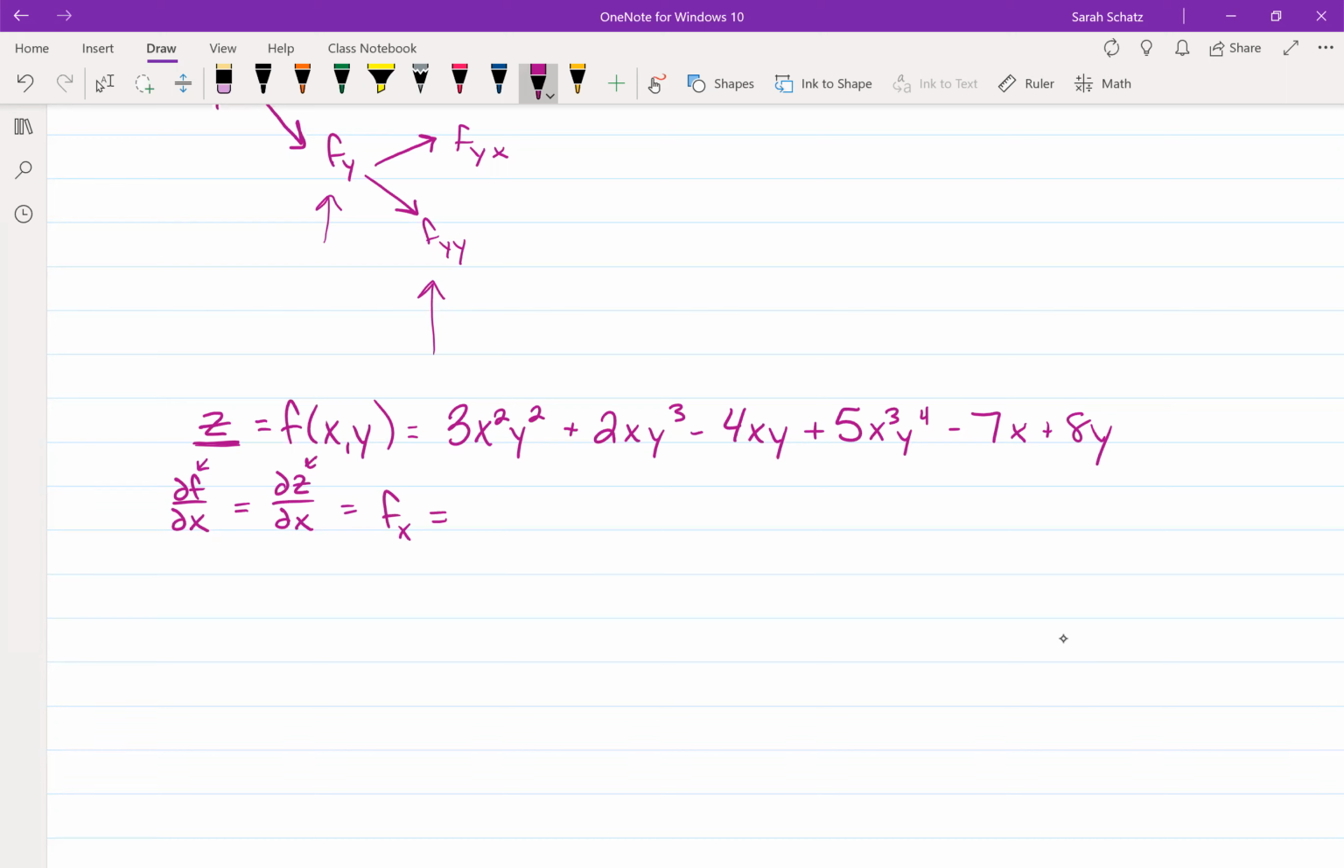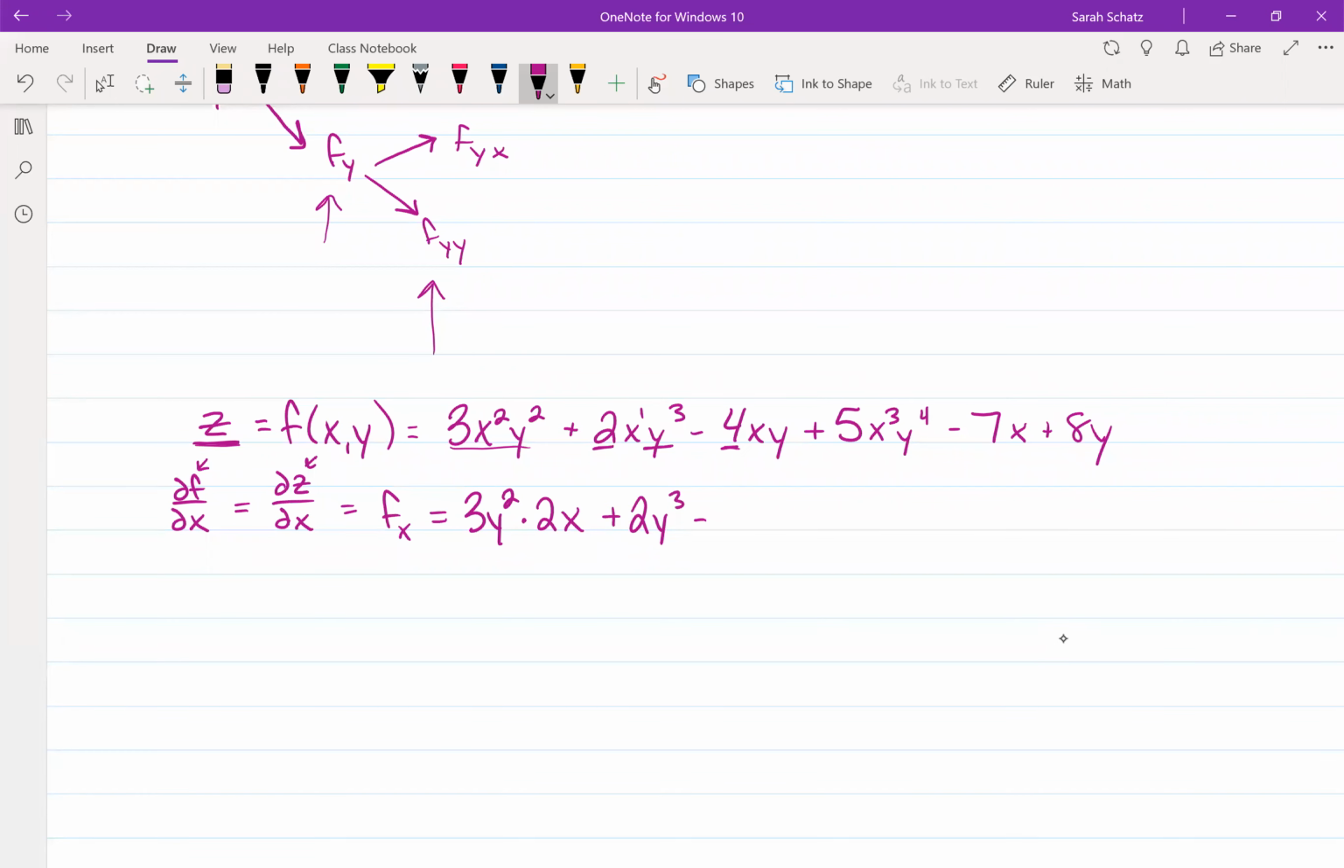All right, so let's find the partial with respect to x of this f of xy. So with respect to x, you guys, the 3 and the y squared are coefficients of the x squared. And then for the x squared, I do the power rule. This one, the 2 and the y cubed are just coefficients. And because this was x to the first, only the coefficients come down.